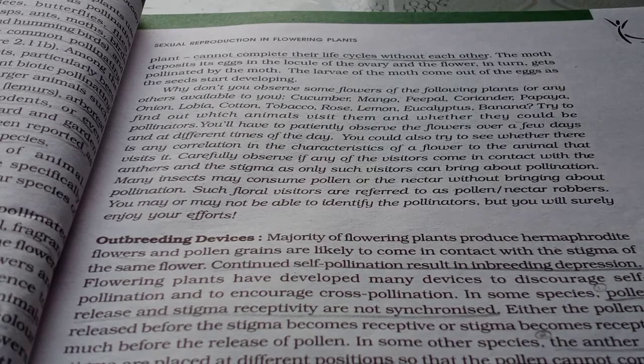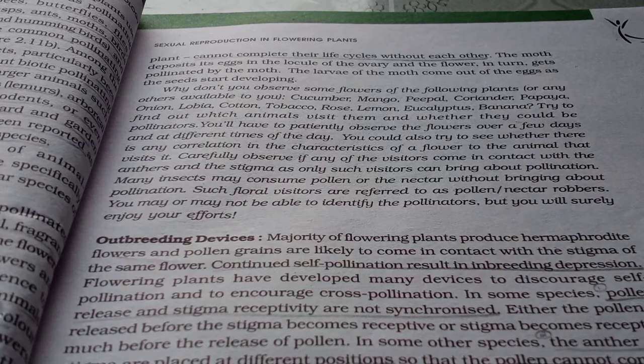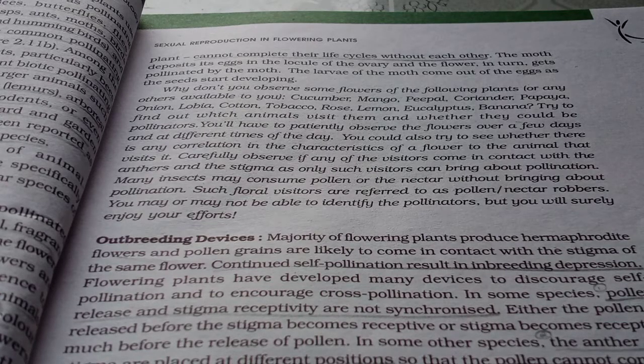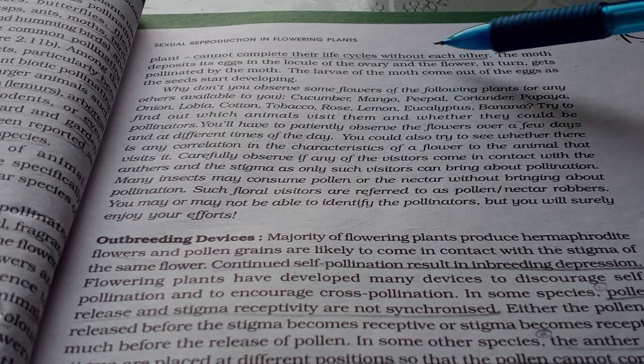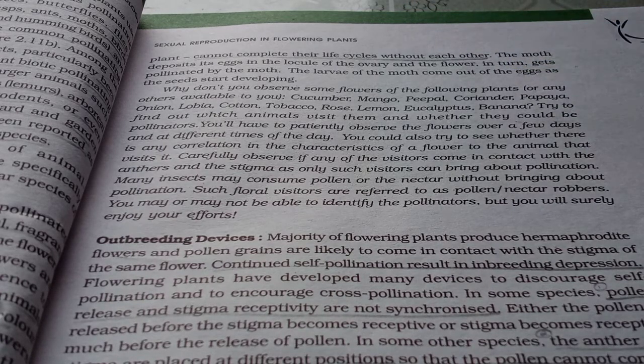So what is the name of the animal and the plant which cannot complete their life cycle without each other? Then we can say moth and yucca. Y-U-C-C-A, yucca. The moth deposits its eggs in the locule of the ovary, and the flower in return gets pollinated by the moth. The larvae of the moth come out of the eggs as the seeds start developing.